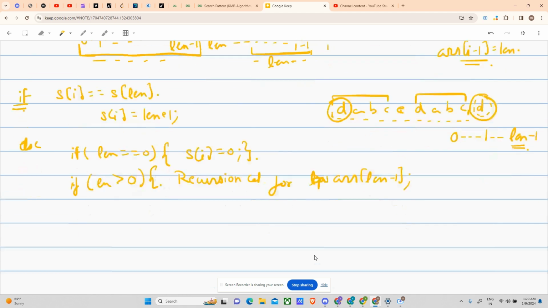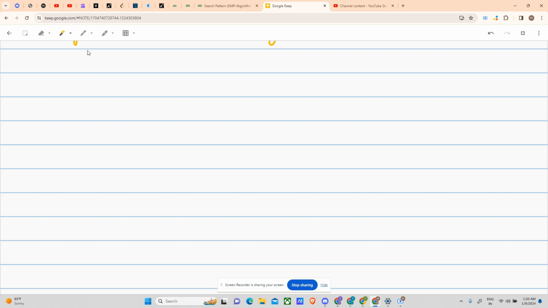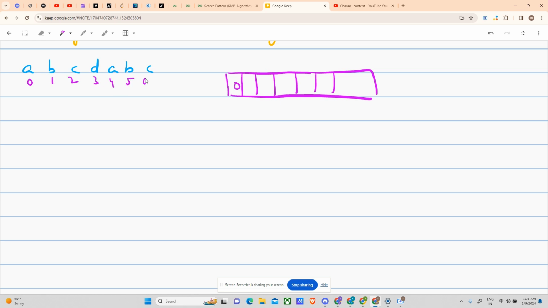So let me dry run the pre-processing of the array once. Our example string was A, B, C, D, A, B, C. Let me make an array for you. The length of the example string is 7. First, this will always be 0, as discussed. Consider 6 more indexes: 1, 2, 3, 4, 5, and 6. So 0, 1, 2, 3, 4, 5, 6.